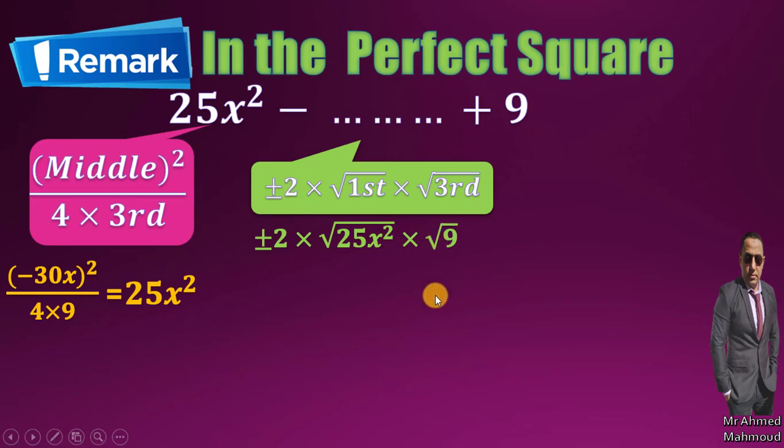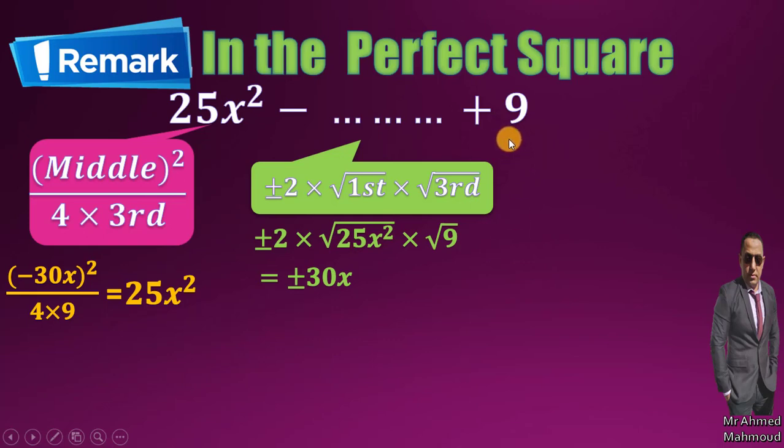Okay, now here I have 2 times root 25 is 5, root 9 is 3. So it will be negative or positive 2 times 5 times 3 equals 30, and root x to the power of 2 equals x. So finally it is equal to negative or positive 30x.